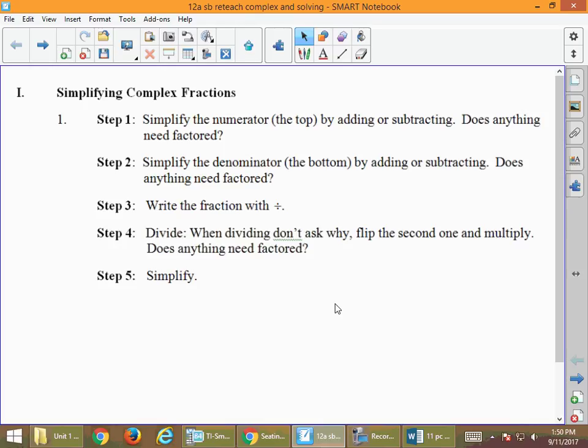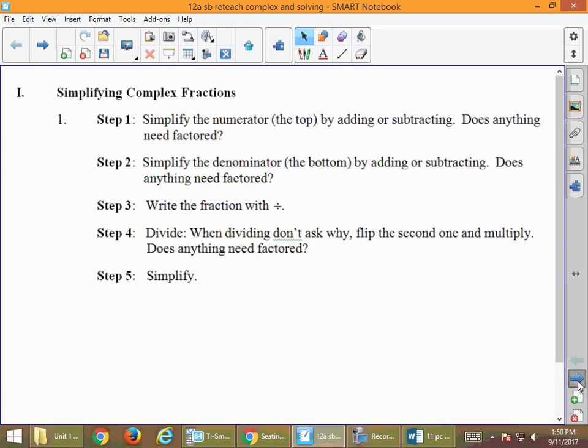Thirdly, go old school. Write the fraction with the division symbol. And I know you can't see it very well here. I think it shows up a little bit better on the paper. And then we're going to divide. When dividing, don't ask why. Flip the second one and multiply. Again, look and see, does anything need to be factored? And then finally, we'll simplify. Do we have anything exactly the same on the top and the bottom?